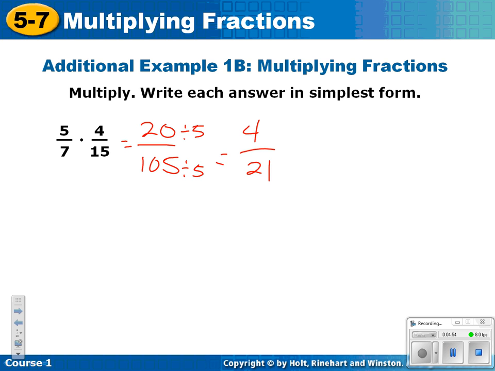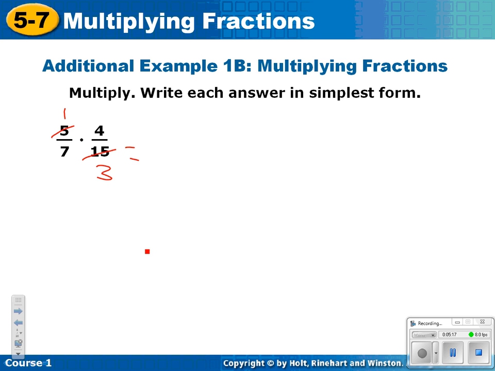Watch this. Look for our greatest common factor. 7 and 4 doesn't have one. Does 5 and 15 have one? What is it? It's 5. So 5 divided by 5 is 1. 15 divided by 5 is 3. Raise your hand if you know what 7 times 3 is. Oh, look, just about everybody. Oh, everybody in the room. Isn't that multiplication a lot easier?